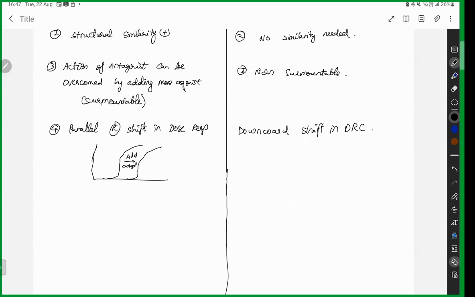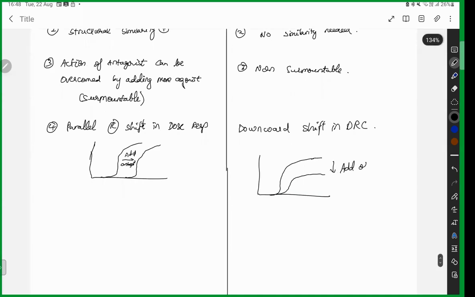Whereas your other concept, the second thing, is non-competitive. Before the addition of antagonist, you are going to have this much. Now, after the arrival of the boy bestie, after the arrival of Suresh, what happens? It will be shifting downwards. So the response from the side of the girl reduces on addition of antagonist.